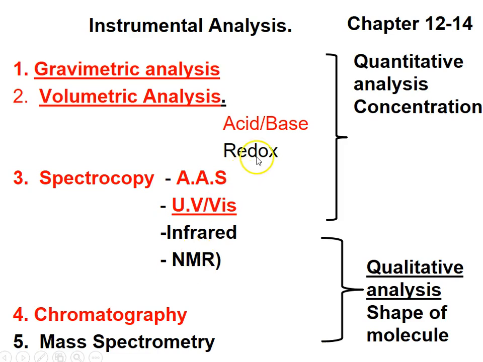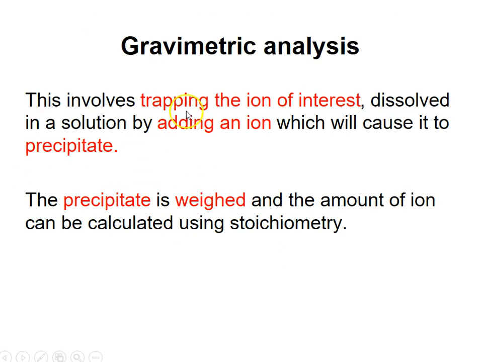In year 12, we're going to do redox as well, infrared, NMR, and mass spec, and we're going to go back over chromatography again and volumetric analysis, acid and base. So in year 12, we don't do gravimetric, AAS, or UV-vis. We only do those in year 11. Okay, so gravimetric is based around gravity.